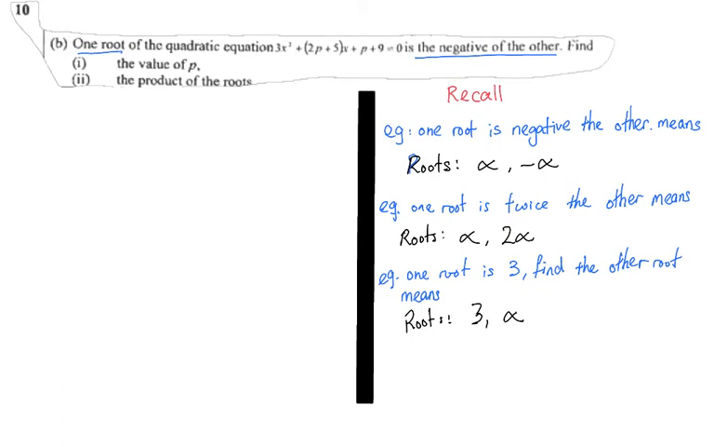Yay, now that we solved 10a, let's go to 10b. Now 10b is all about understanding the question. So in this case, it says one root is the negative of the other. Now if I write it down, it means if one root is alpha, the other root will be negative alpha. So if I put here as beta, this will be negative beta.